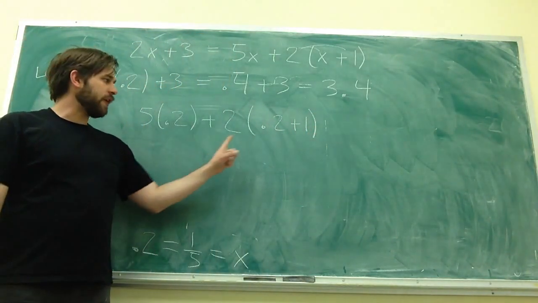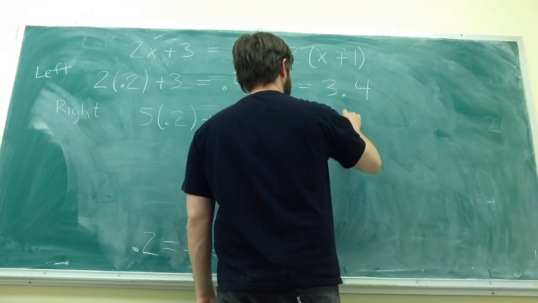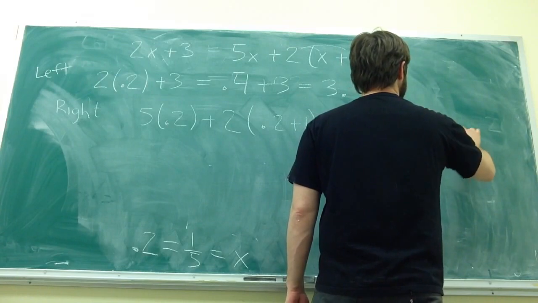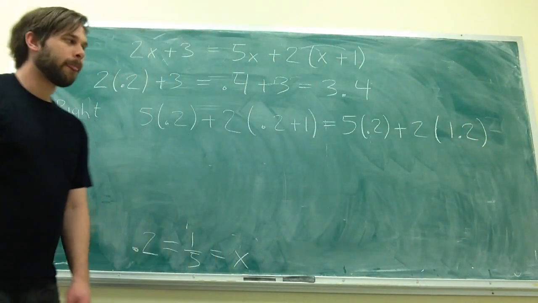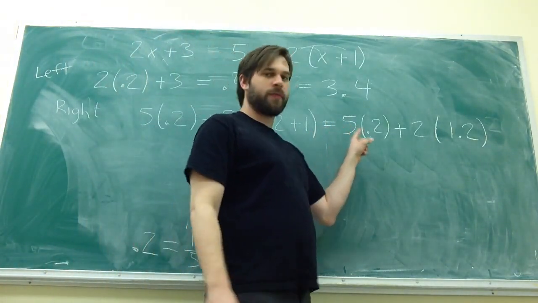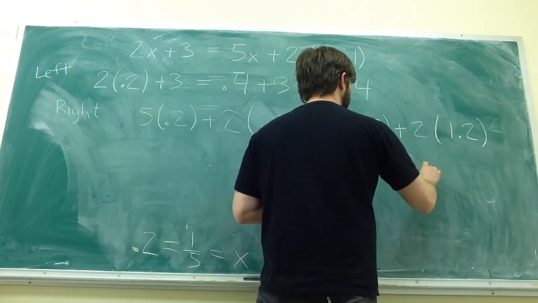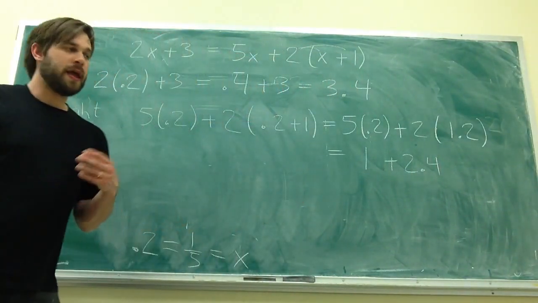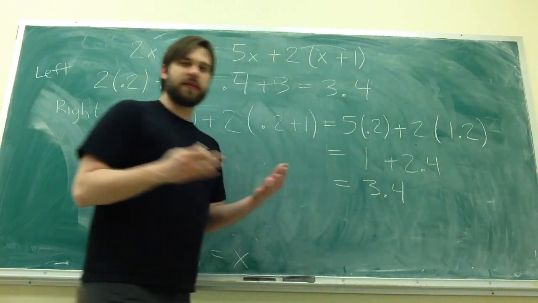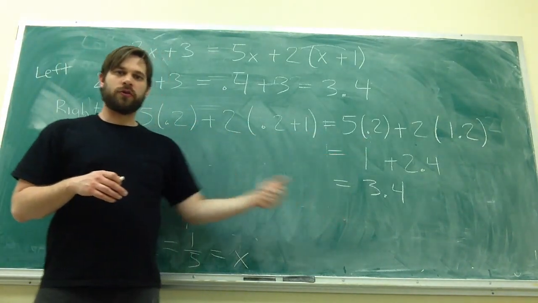Following our order of operations, we would start by doing 0.2 plus 1. We get 1.2. Now we've got 2 multiplications to do. We can do them at the same time. So 5 times 0.2 is 1. 2 times 1.2 is 2.4. And 1 plus 2.4 is 3.4. So this works out great. When we plug our x in, the left side is equal to the right side, so our solution checks out.